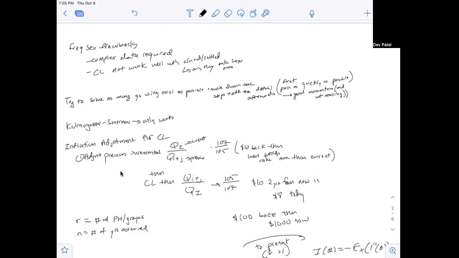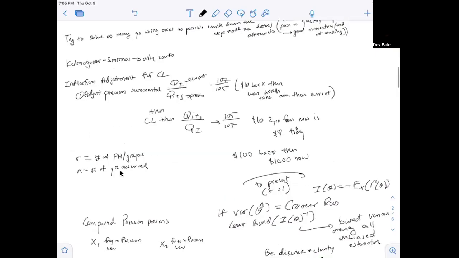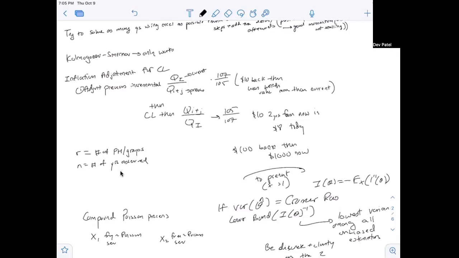Then you convert the projected cumulatives back into incremental. So you get, in other words, your projected incrementals. And then you want to convert those projected incrementals that you've projected back into current. And so now this is like your 105 over 107. You're taking that 2 years from now, and then you're converting it to today's value, right? Which would be multiplying it by less than 1. And then R is number of policyholders/groups, N is number of years observed.